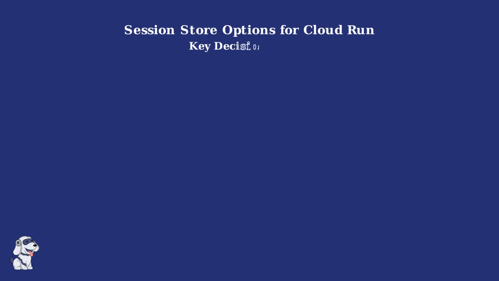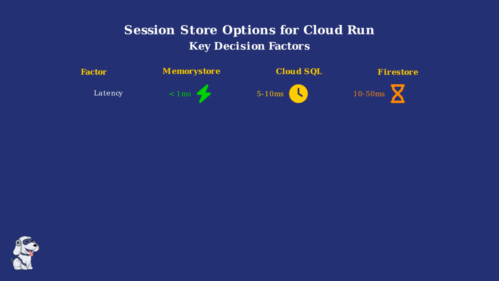Let's compare these options across four key decision factors that will help you choose the right session store for your application. For latency, Memory Store is the clear winner with sub-millisecond response times since data is stored in memory. Cloud SQL typically responds in 5 to 10 milliseconds, while Firestore can take 10 to 50 milliseconds depending on your location and query complexity.